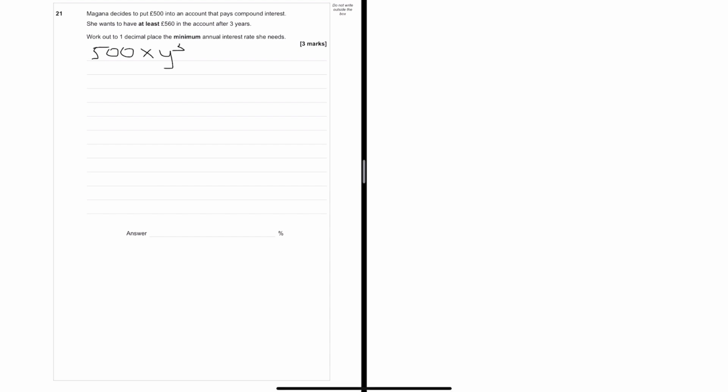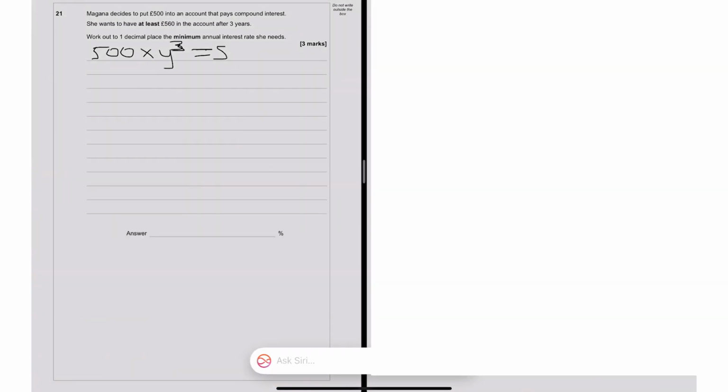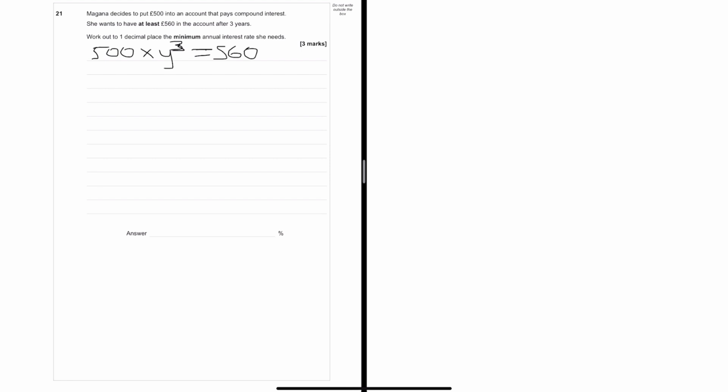times Y cubed. The only thing about using some of these apps is that they're not great to draw on. So this has to equal, as a minimum, 560, and we want to work out what Y is. So we know that Y cubed is equal to 560 over 500, which is equal, with a quick calculation, to 1.12.